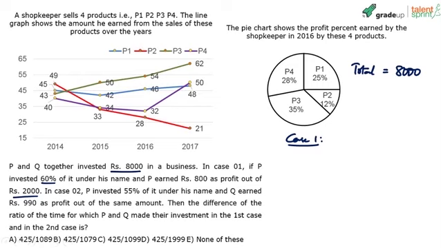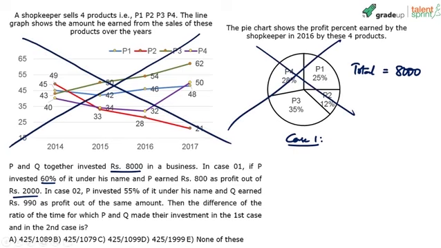And basically this question actually has got nothing to do with this particular data here. Forget about this data, right? This is not from data interpretation basically. This is a separate partnership question. Anyway, total investment is 8,000. Total profit is 2,000 rupees. That's what we get to know from this question, right?